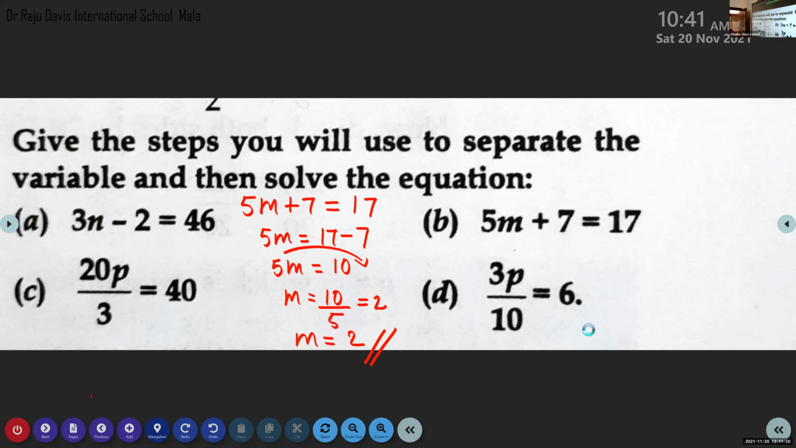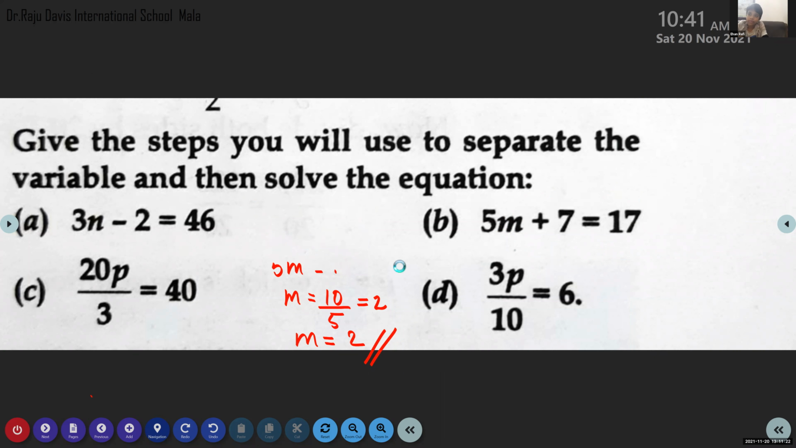Okay. Yes, ma'am. Now we pass on to the next question. Okay, Harin, try this.